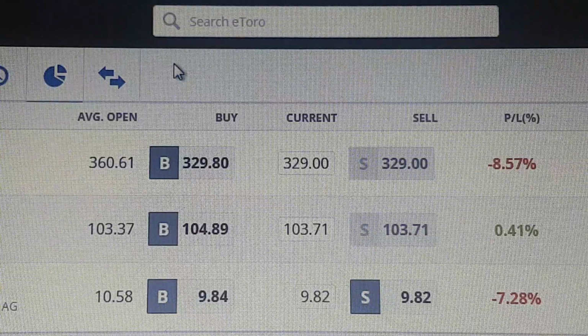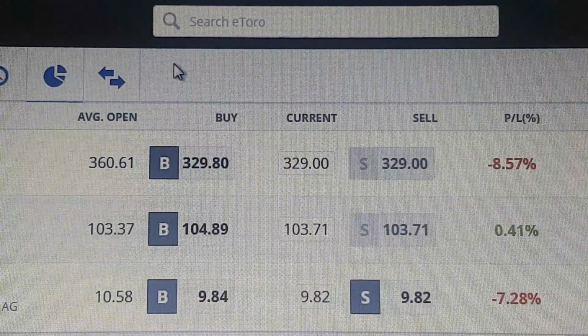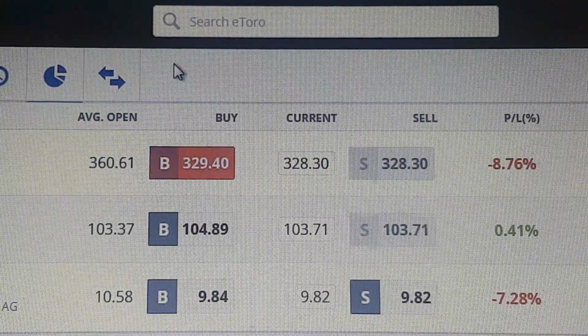Trading platforms such as eToro offer commission-free trading, but they do employ spreads, and we'll take a look at what spreads mean in this video.